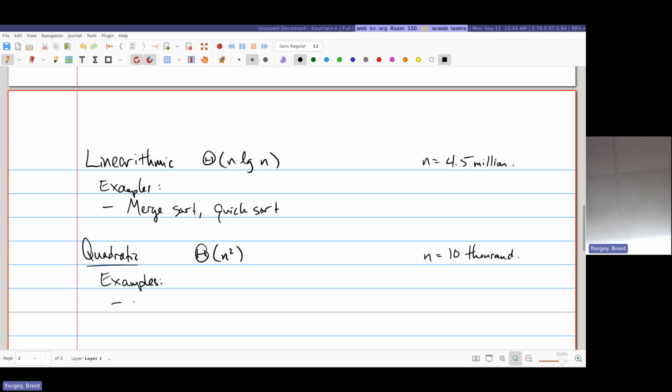Yes, there are sorting algorithms that take n squared time. Gnome sort. I think gnome sort is n squared time. I'm assuming nobody remembers what gnome sort is, though. It's the one where you kind of go back and forth. Right, exactly.